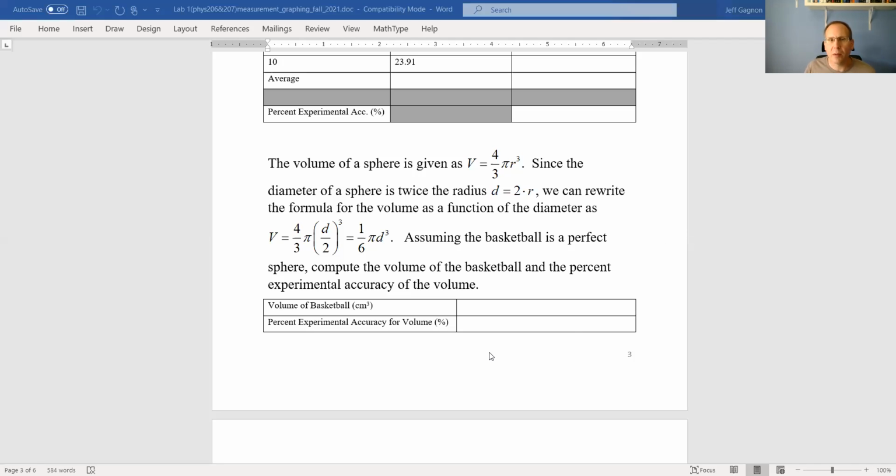Okay, so when you do that, that'll give you this value right here, right? So the volume, again, just plug your average diameter into this formula. For the percent experimental accuracy for volume, you're going to take your percent experimental accuracy for diameter, add it 3 times, right? And that'll give you the answer here, accuracy for volume.